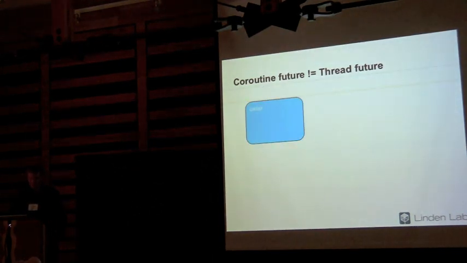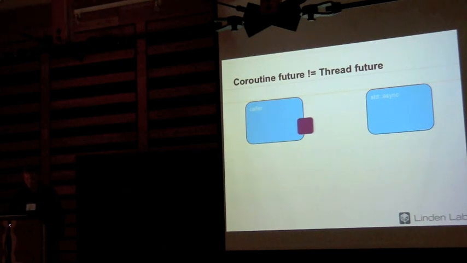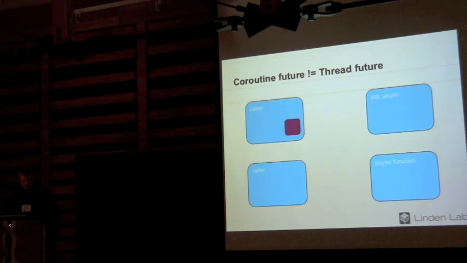In both cases, there's a caller and an async function. With thread future, standard async instantiates a future object and returns it to the caller. At some point, the caller attempts to retrieve the value from that future object, which blocks if necessary until the value becomes available. In the coroutine case, the caller instantiates a future object.